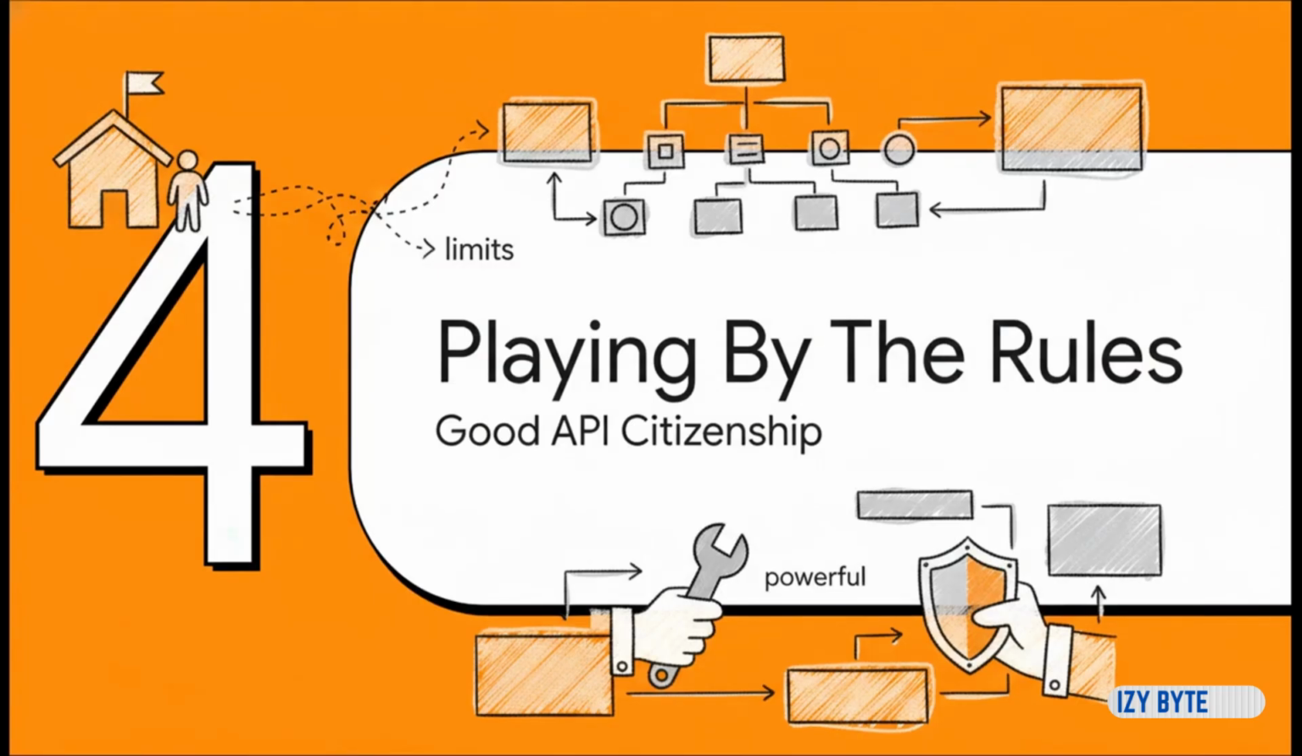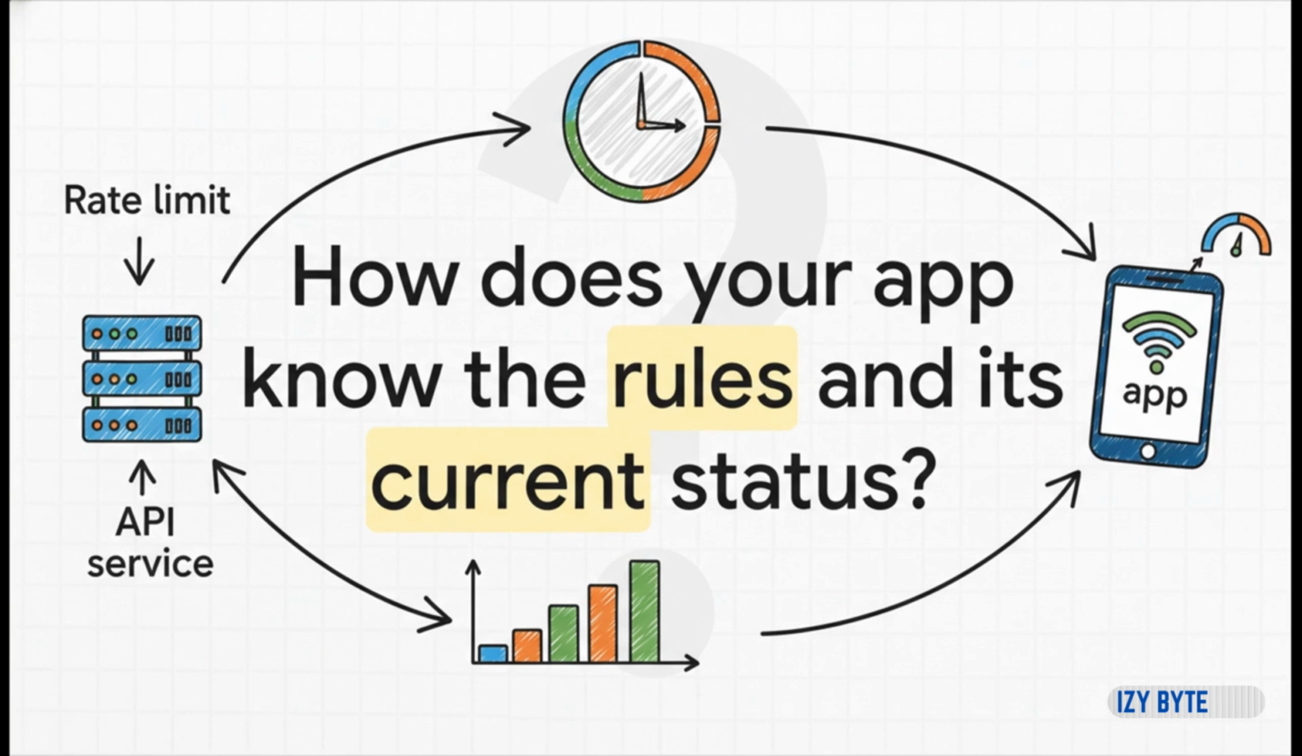All right, so if you're a developer and you're building an app, how do you navigate all these rules? How do you build something that's powerful but also respectful of these limits? Let's get into the practical side of being a good API citizen. So, the first question is probably how does your app even know what the limits are or how close it is to hitting them? It can't just guess, right?